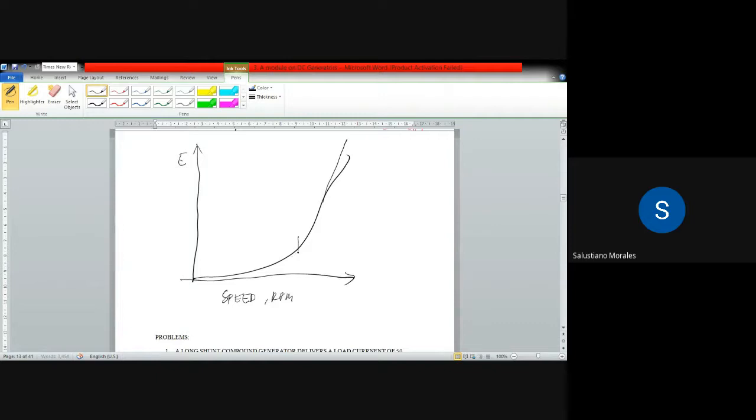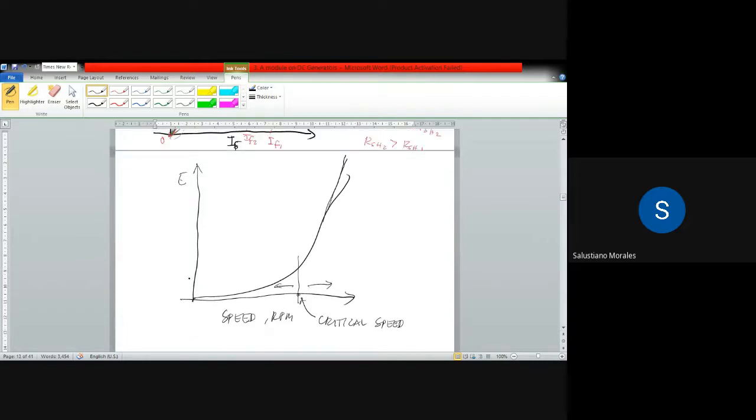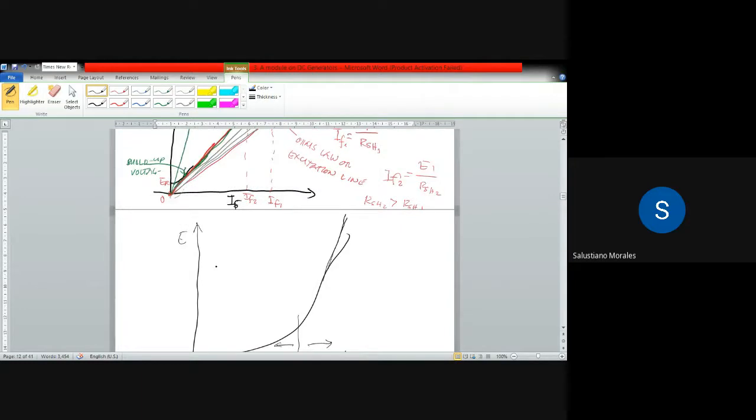So if the speed is below this one, ito yung tinatawag natin na critical speed, that if you're going to operate the speed below this value, the generated voltage is low. But if you're going to operate now above this, you will see here that the generated voltage will abruptly increase. So that is the relationship of the speed. So we're going to operate the generator or the prime mover above the critical speed.